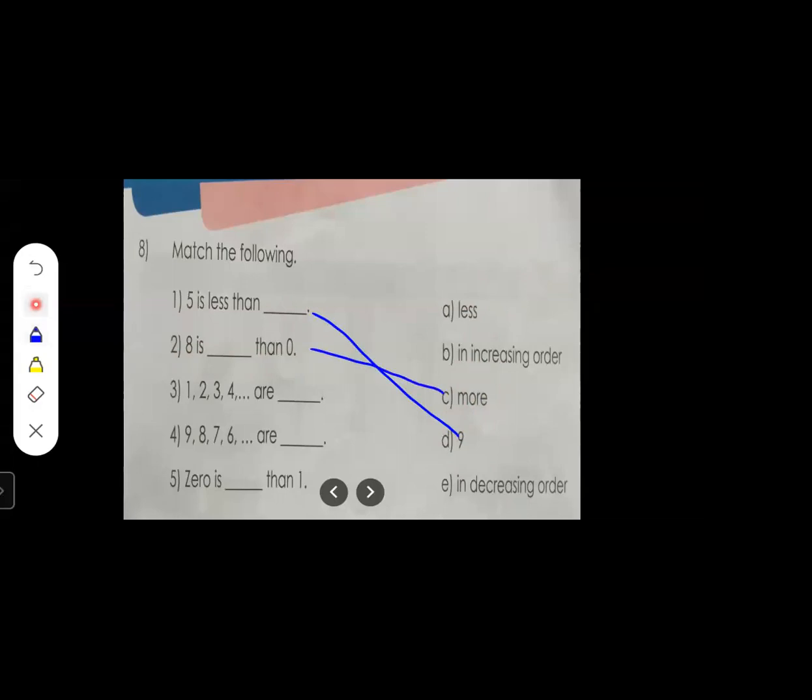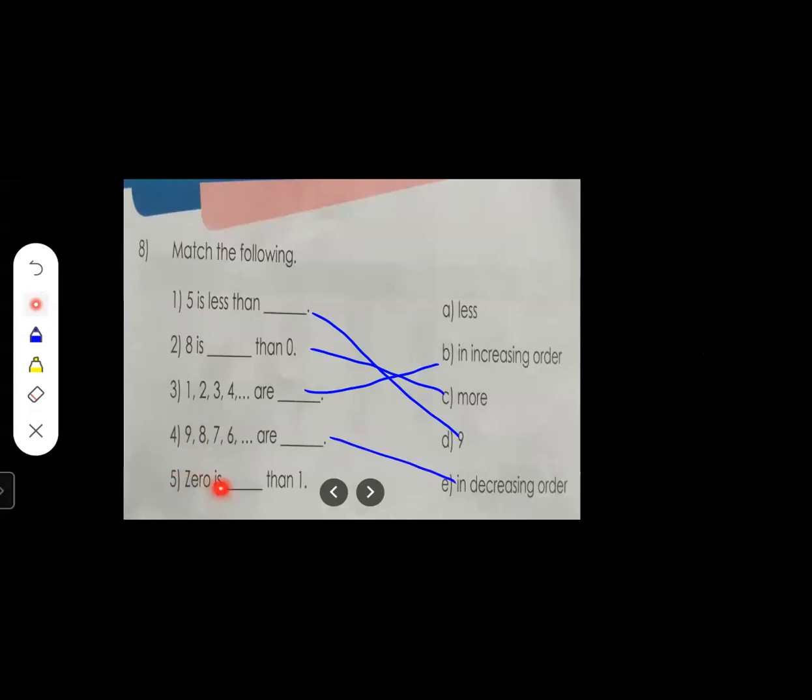Okay, next one. 1, 2, 3, 4 are dash. Means what, students, are in which order? 1, 2, 3, 4 are in increasing order, right? So here, 1, 2, 3, 4 are in increasing order. Next one, 9, 8, 7, 6 are in which order, students? Decreasing order. So see over here, we are going to draw a line to E, decreasing order.